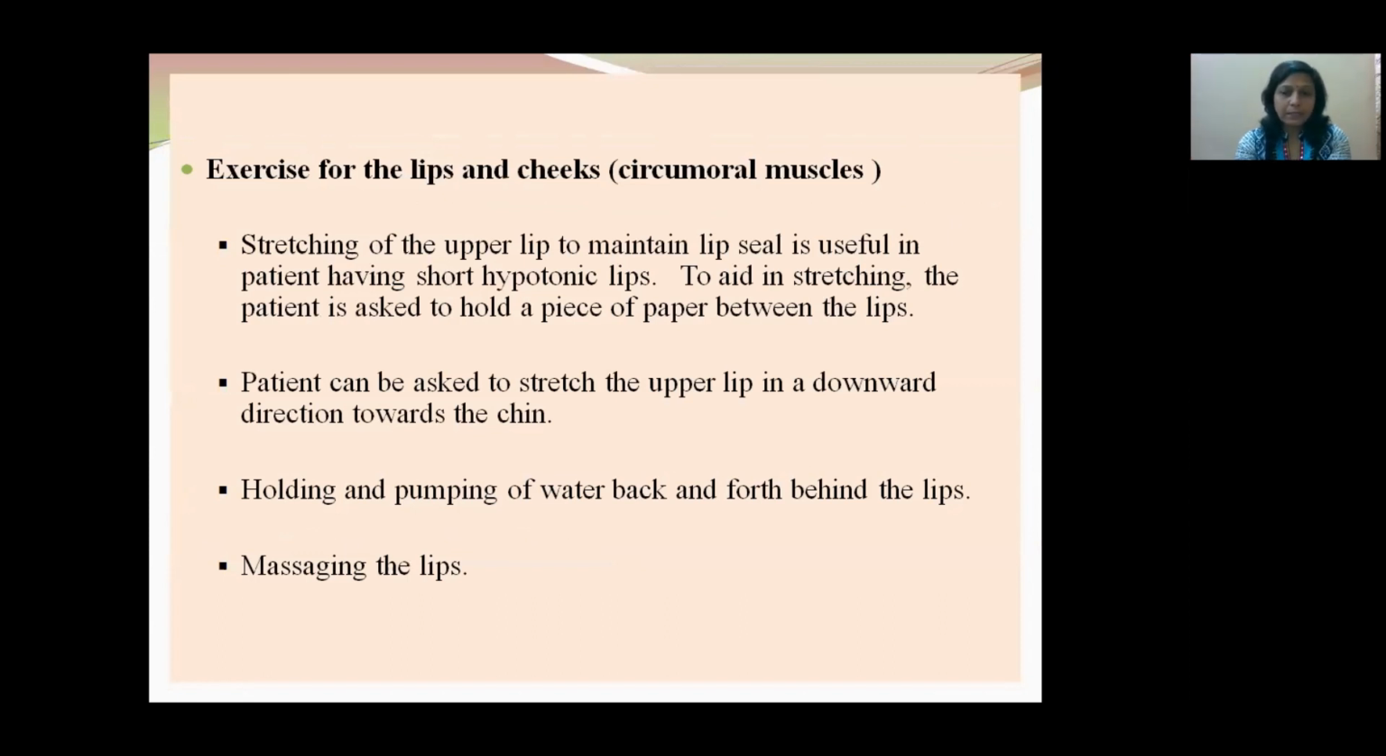For the lips and cheeks, that is circumoral muscles, stretching of the upper lip to maintain lip seal is useful in patients having short hypotonic lips. To aid in stretching, the patient is asked to hold a piece of paper between the lips. Patient can be asked to stretch the upper lip in a downward direction towards the chin. Another exercise can include holding and pumping of water back and forth behind the lips. Massaging of the lips can also help in the correction of these muscle problems.